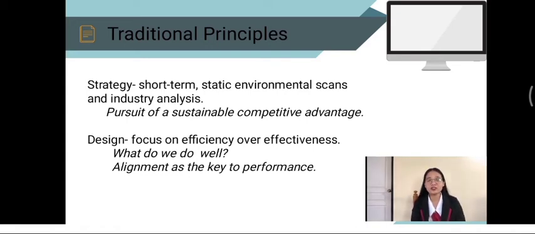For the design, the focus is on efficiency over effectiveness. The company or the employees are expected to know what to do well, and alignment is the key to performance. Traditional organizations view organization design as a set of relatively stable features that only get better through continuous improvement, rather than thinking about how structure, management process, and HR systems need to change to increase effectiveness. Traditional organizations become enamored with short-term efficiency and reliability initiatives.